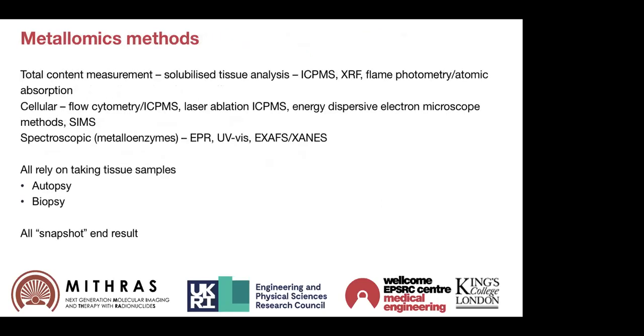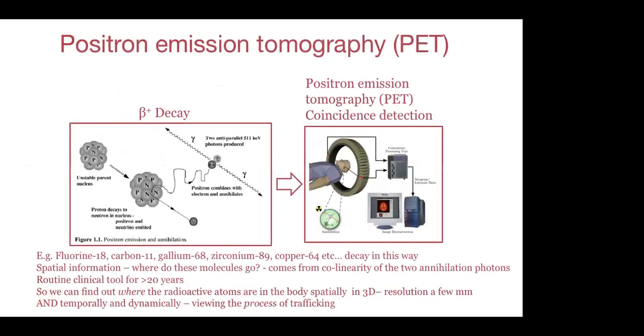So you've heard so much about the methods that operate at the cellular level for detecting, quantifying, localizing metals, and I don't need to go into that already, but I just want to emphasize that all of them rely on taking samples at autopsy or biopsy, and all of them give a snapshot as the end result. What I want to talk about is being able to measure the trafficking of metals dynamically and non-invasively in animals and in humans. And the technique that we've adopted for doing this is positron emission tomography.